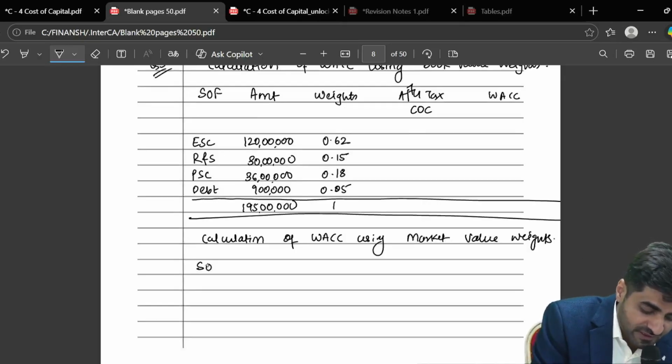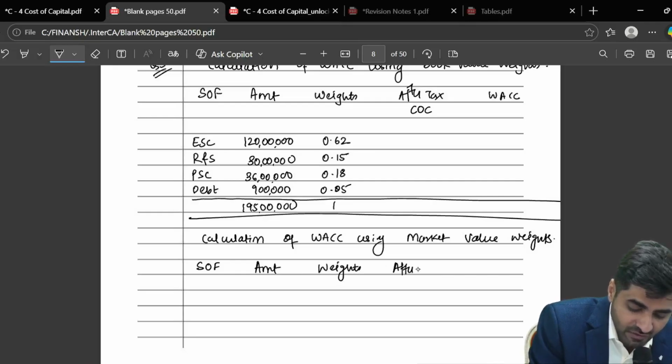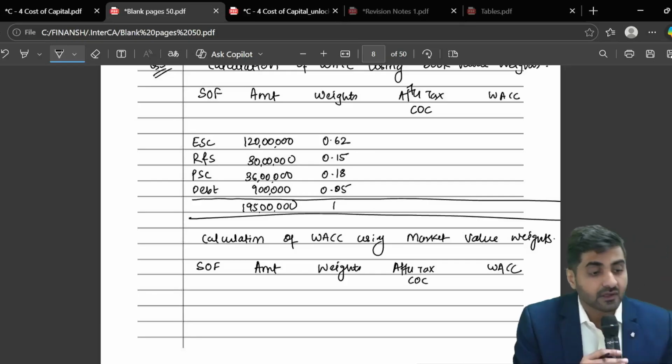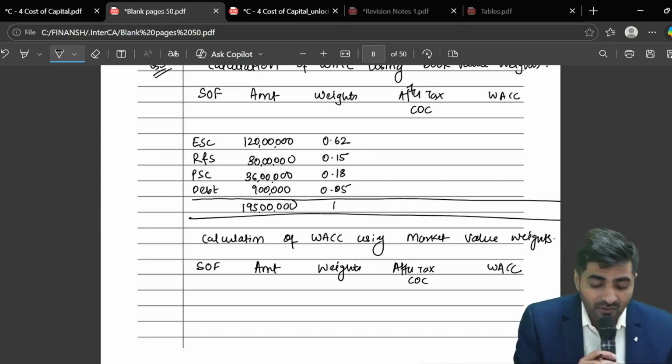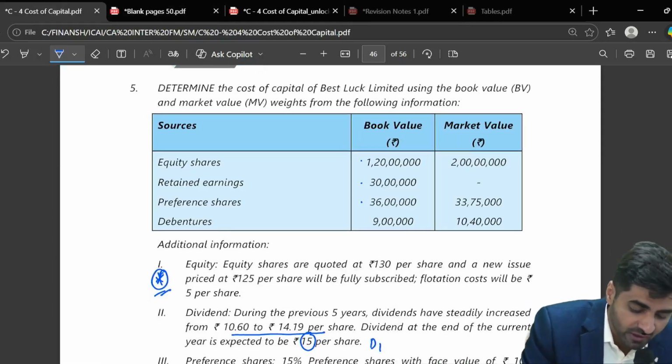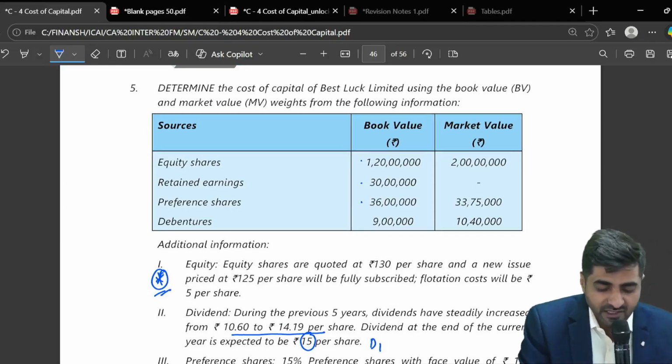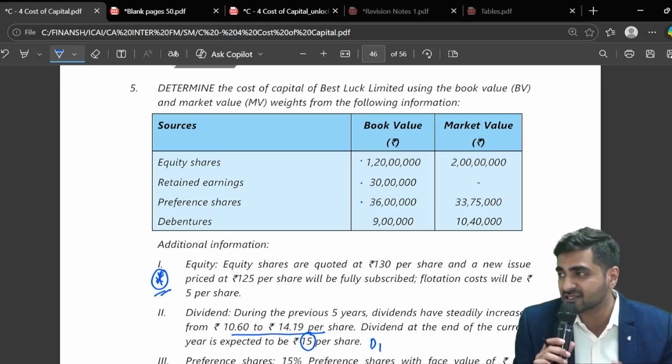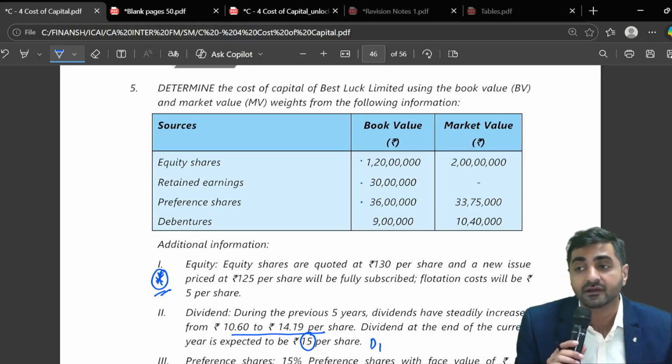We'll be having sources, amount, weights, after tax COC, and the last one is what? WACC. Correct? Now in this particular case, what are your sources, what details are given? Equity share capital. Now please tell me, in this question, will your KE and KR be the same or will KE and KR be different?